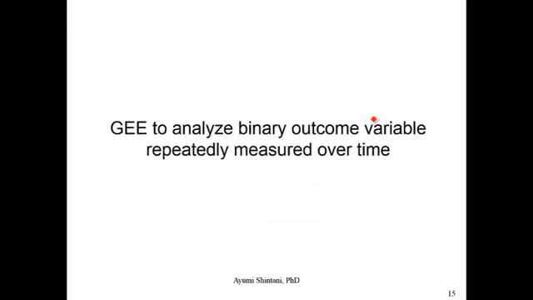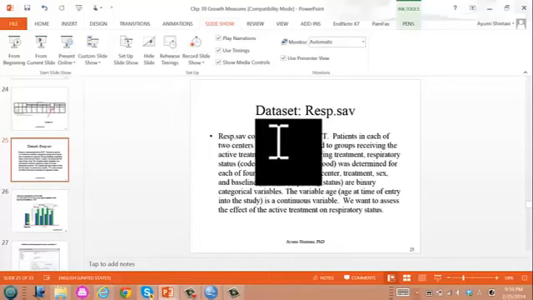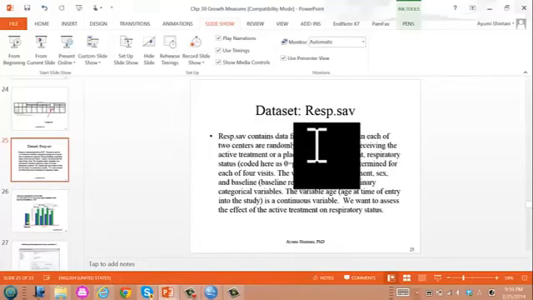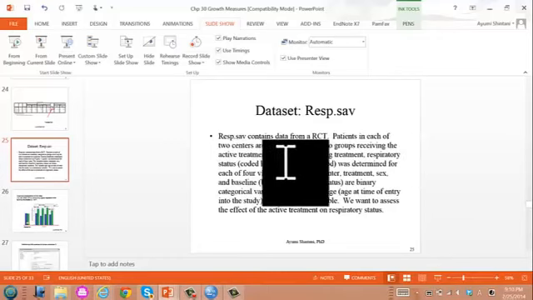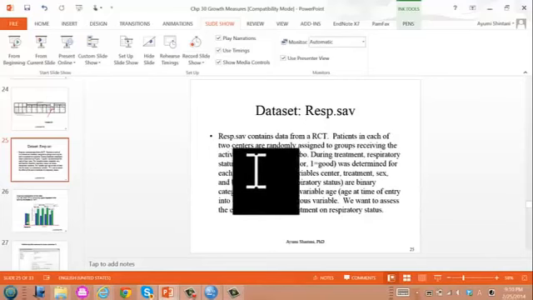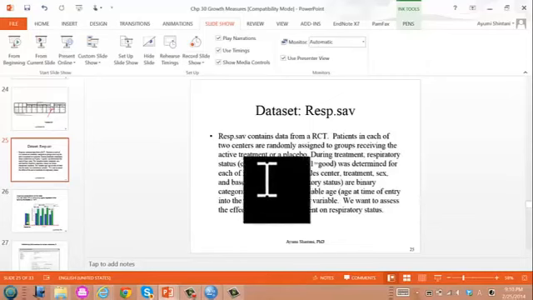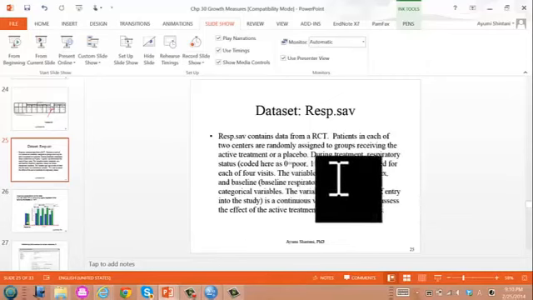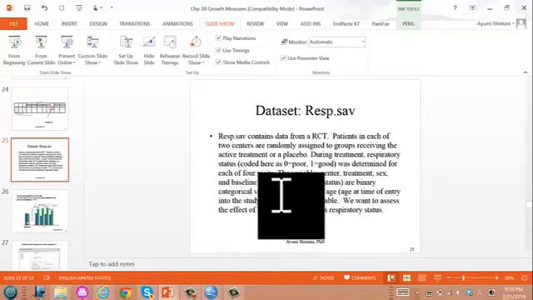And the next example, which is the last example in this chapter, uses binary outcome variables. RESP.SAV contains data from an RCT. Patients in each of two centers are randomly assigned to groups receiving active treatment or a placebo. During the treatment, respiratory status, coded 0 as poor and 1 as good, was determined for each of 4 visits. The variables center, treatment, sex, and baseline are binary categorical variables.